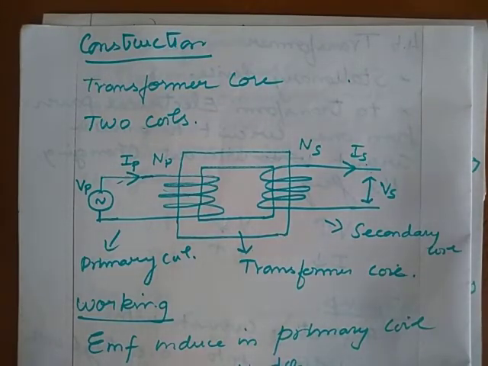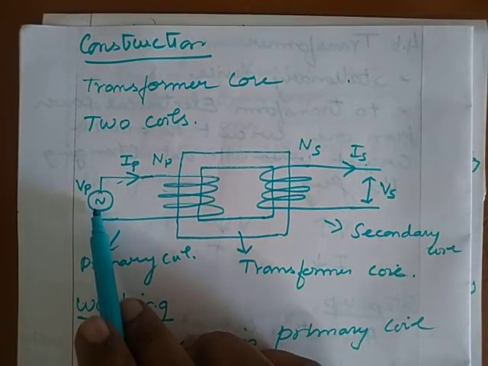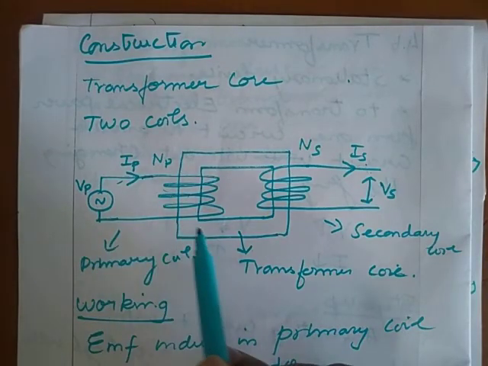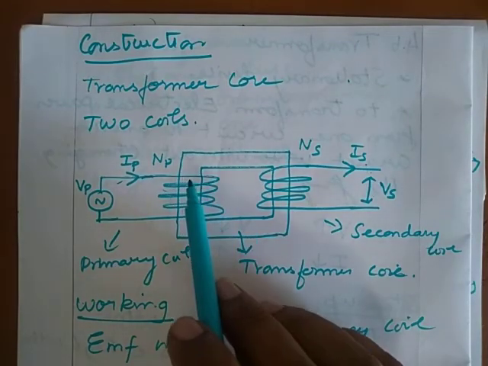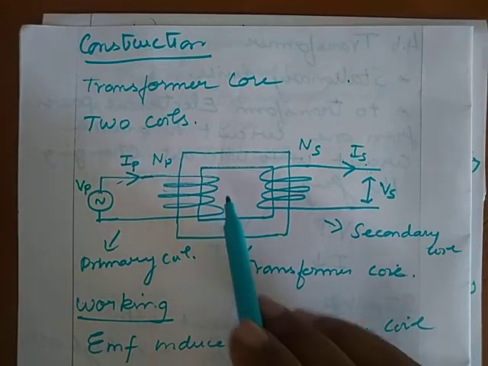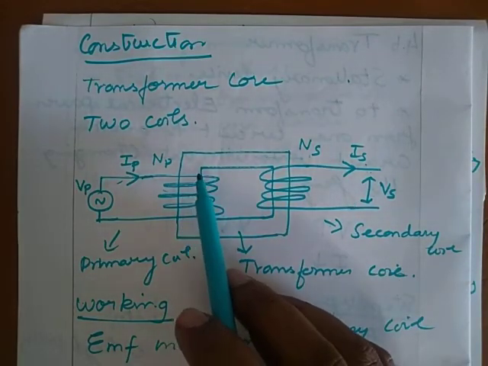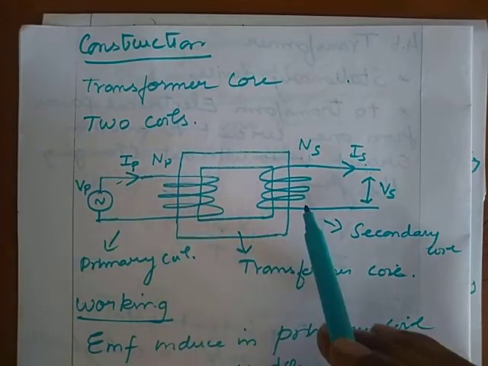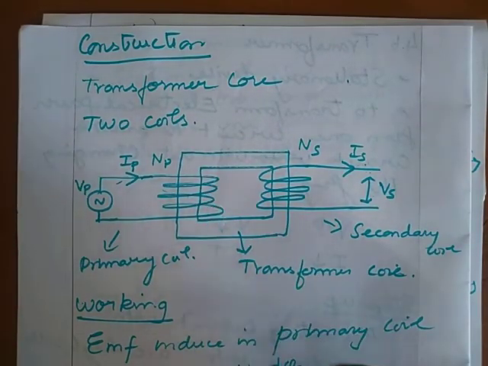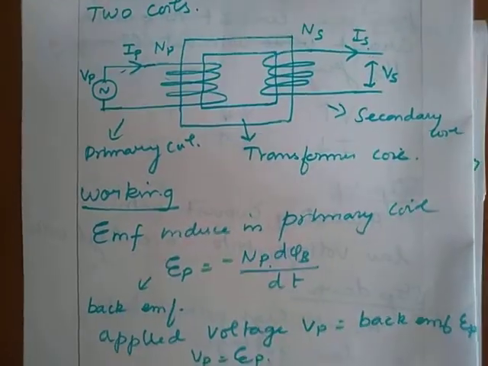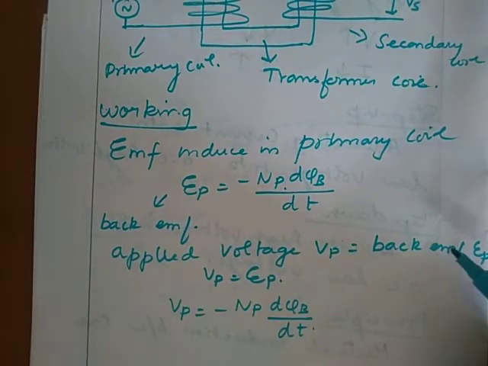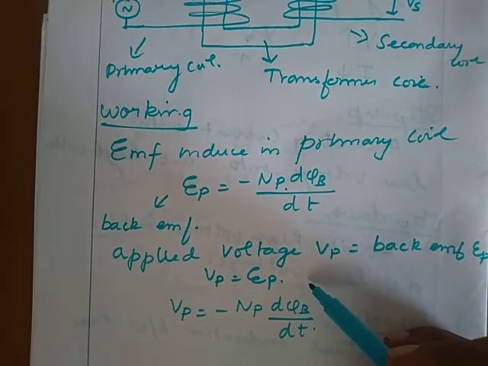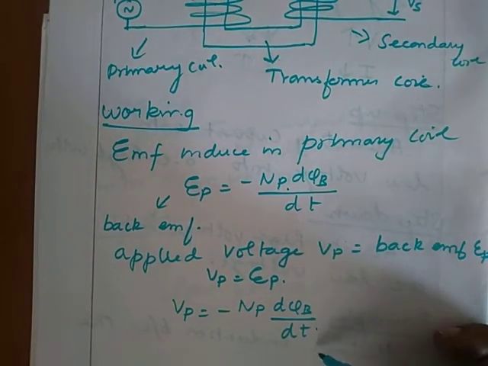Then working: suppose I apply an alternating source to the primary side, then it produces a magnetic flux. The magnetic flux is also linked with the core of the transformer. If there is no leakage of magnetic flux, the magnetic flux linked with the primary coil is equal to that of the secondary coil. So EMF induced in the primary coil, ε_p, is equal to minus N_p dΦ_B/dt. This EMF is known as back EMF. Here the applied voltage is equal to the back EMF, so we can consider V_p is equal to ε_p. Then V_p is equal to minus N_p dΦ_B/dt.